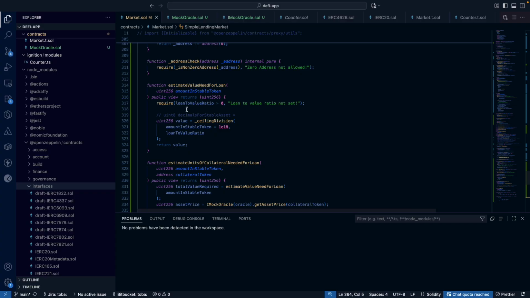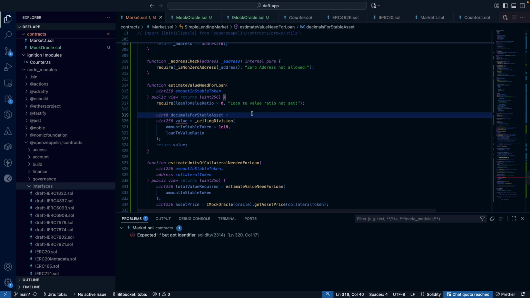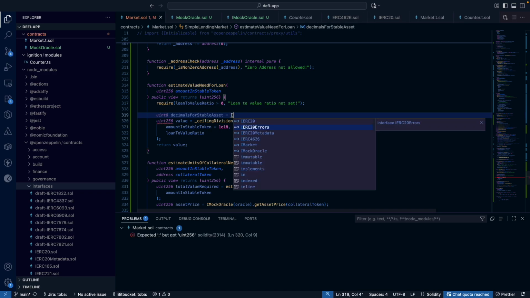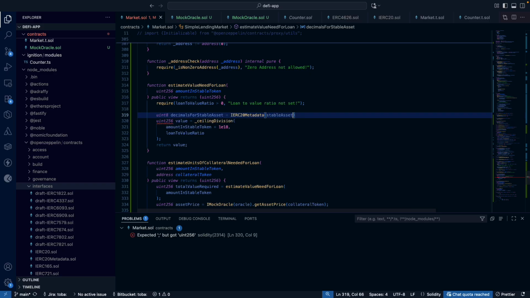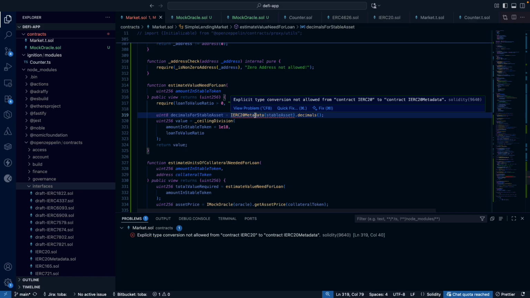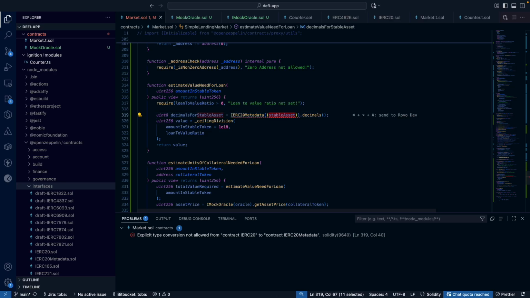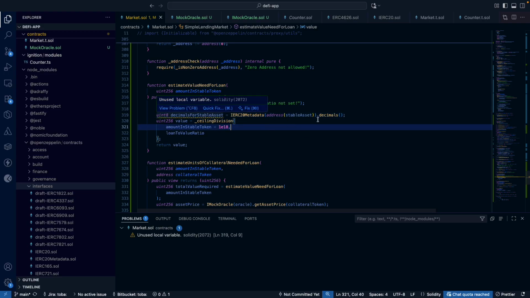Let me do this. So decimal for stable assets. We're going to use that interface IERC20 metadata. We're going to wrap our stable assets, which is our loan assets, and then we're going to get the decimals. Yeah, boom. All right. Oh, explicit conversion. So I'm going to wrap this here in address. Okay, cool. So we have decimals for stable assets.